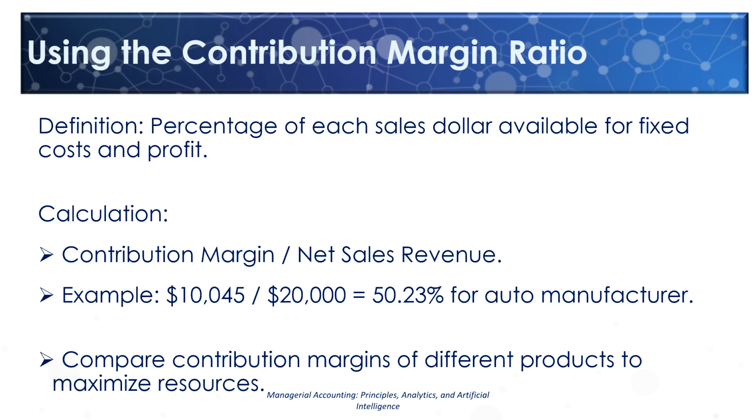Now let's discuss the contribution margin ratio, which is the percentage of sales dollars available to cover fixed costs and profits. The calculation is contribution margin divided by net sales revenue. For example, the contribution margin we just calculated of $10,045 divided by the sales price of $20,000, if we're looking at these on a per unit basis. So the contribution margin ratio per car is 50.23%. This allows you to compare contribution margins of different products to maximize resources.